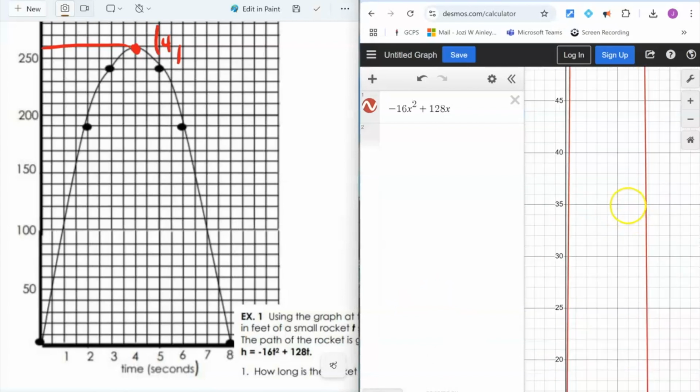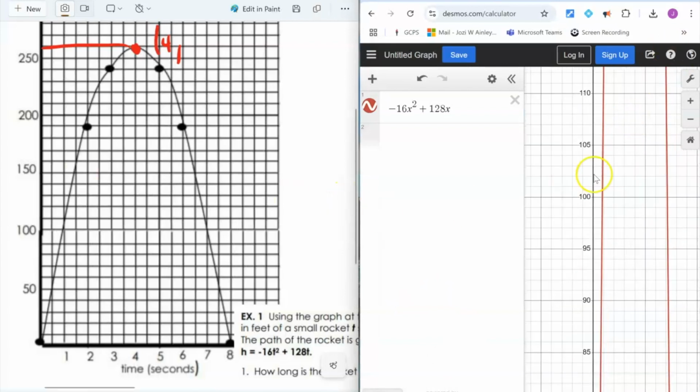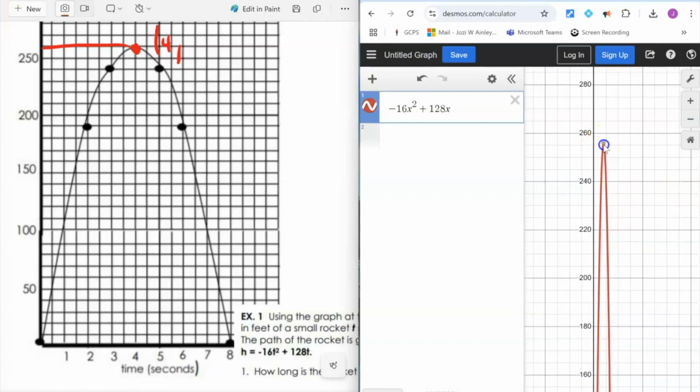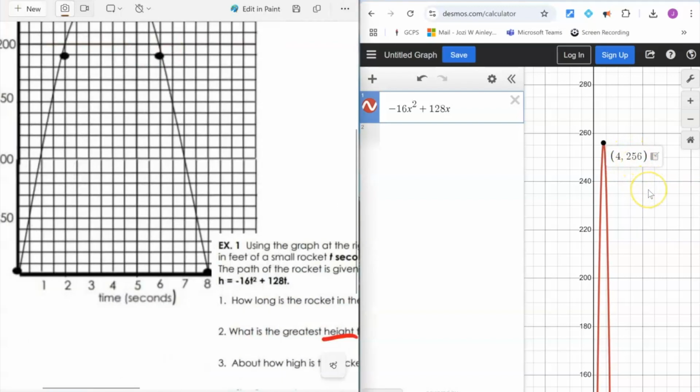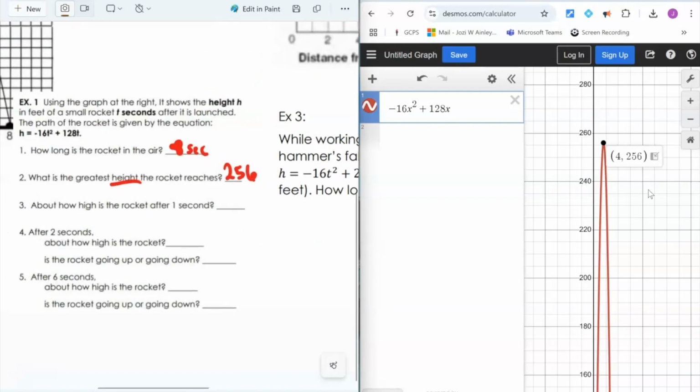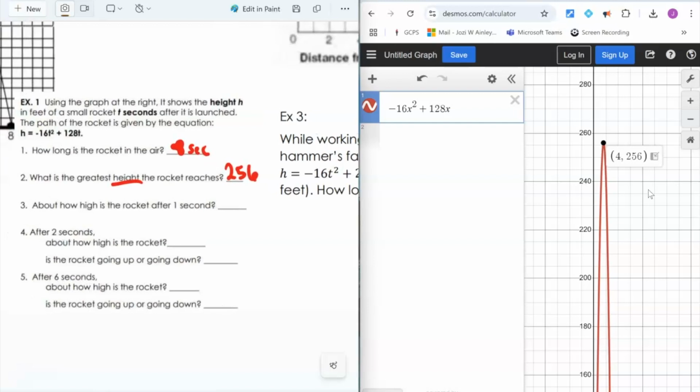So I'm going to come to my graph and zoom out a little bit. All right, so I go to my vertex, 256. So it has 4 and 256. Which one of these do they want? It's important to remember what the axes are. So x is time and y is height. I want height, so it's 256. That's all you're doing in this problem, just thinking through what the question is asking. So what's the 256 what? It's height h in feet. So this is 256 feet.